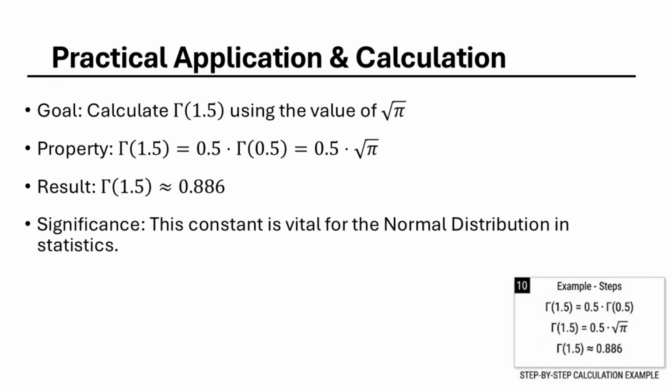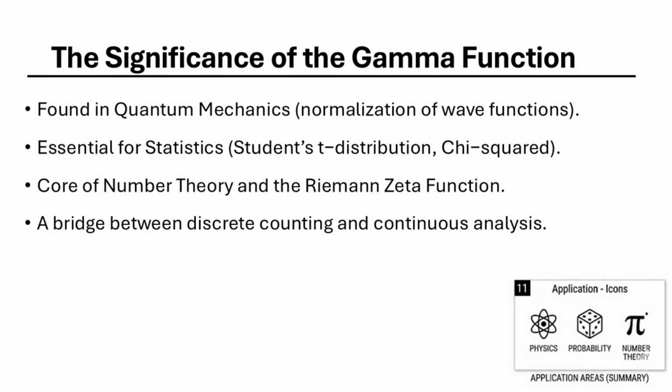This connection between factorials, the exponential function, and the geometry of a circle via pi is one of the most beautiful links in mathematics. It is why the gamma function is so essential in statistics, where the normal distribution, the bell curve, is used to describe everything from IQ scores to measurement errors. The gamma function is not just a mathematical curiosity. In statistics, it is the foundation of the gamma distribution and the chi-squared distribution. In quantum mechanics, it appears in the normalization of certain wave functions. In number theory, it is a crucial component of the functional equation for the Riemann zeta function. It is truly a universal constant of mathematical analysis.